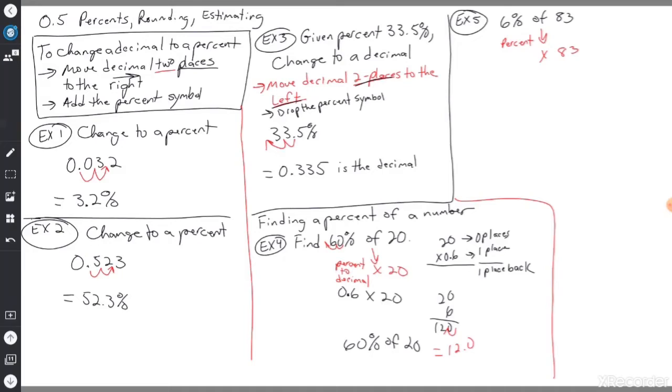So we have to change this to a decimal. So you're just going to move it over one. Well, you always move it two places. So yeah, always move it two places to the left to change a percent to a decimal. And again, now that gives us 0.06 by moving it two places, times 83.